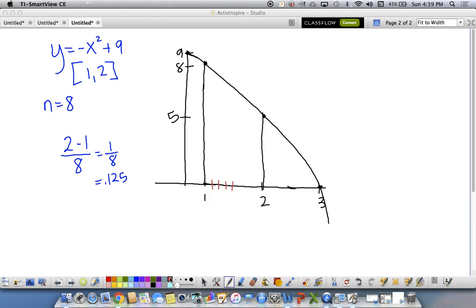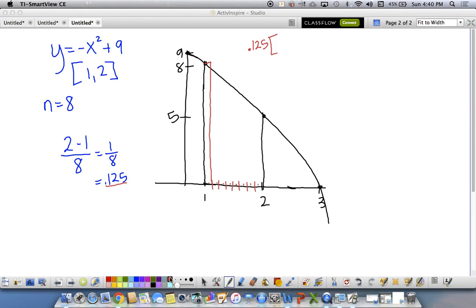That should be 1, 2, 3, 4, 5. So that should be 1, 2, 3, 4, 5, 6, 7, 8. And the base of each one is 0.125. Okay? So, each rectangle, if I still do the upper sum, I'm not going to draw them all because that gets a lot of rectangles in there, right? But my formula would still be the same, the distance of the base. Okay, so 0.125 times.